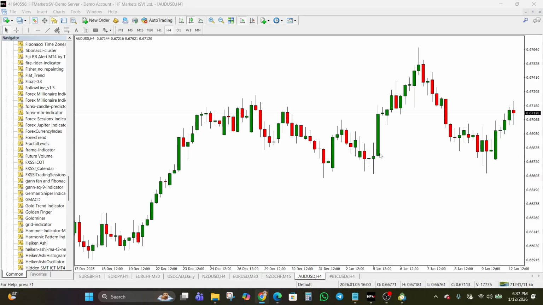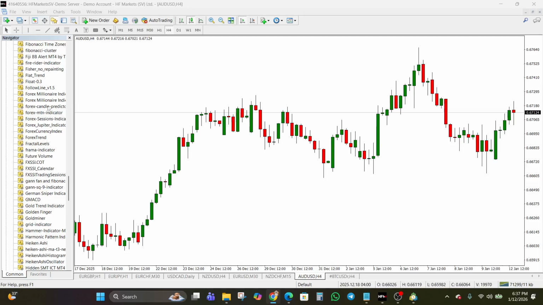how to use the Fractal Levels Indicator for MT4 and MT5. Although in this video I'm going to be focusing on the MT4 version, if you want to download the MT4 or the MT5 version, just check the description below. You're going to find the links to both the MT4 version and the MT5 version.